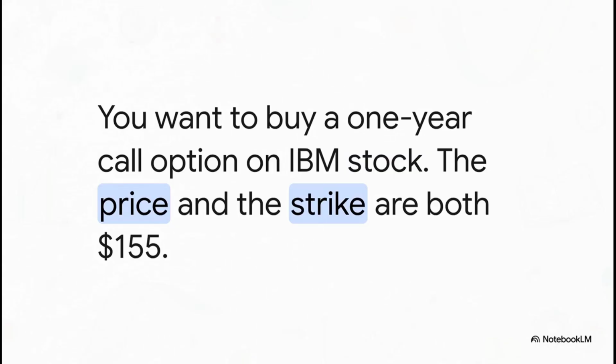So to make this feel less like a textbook, let's use a real-world example. Let's say you want to buy a call option on IBM stock. The stock is currently trading at $155, and the option's strike price, the price you can buy it at, is also $155. You've got a year to use it. The big question is, what's a fair price to pay for that right?